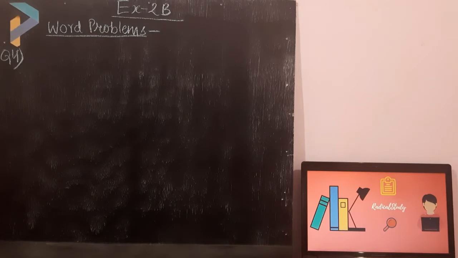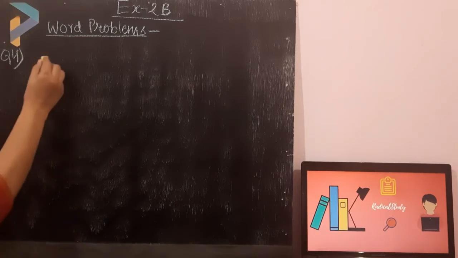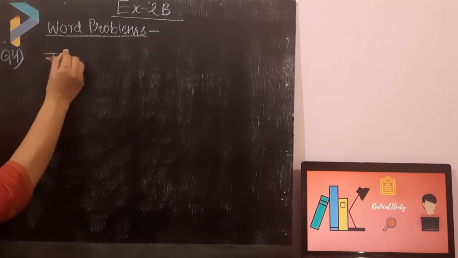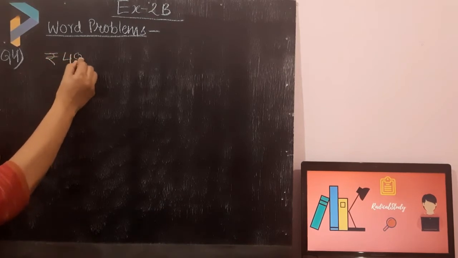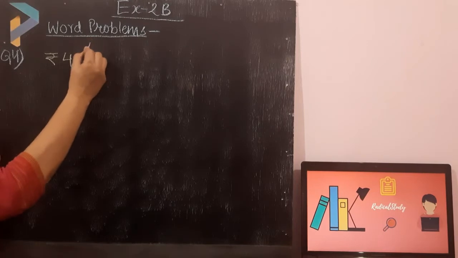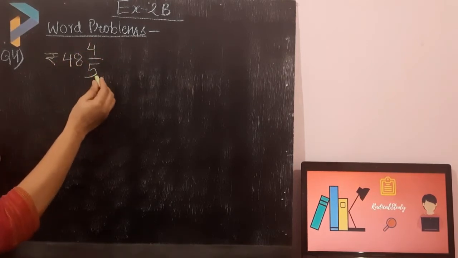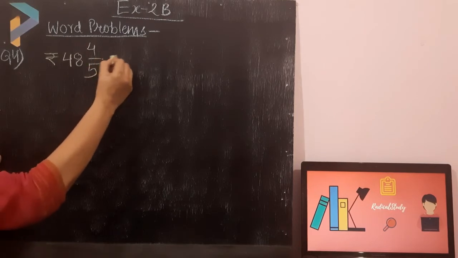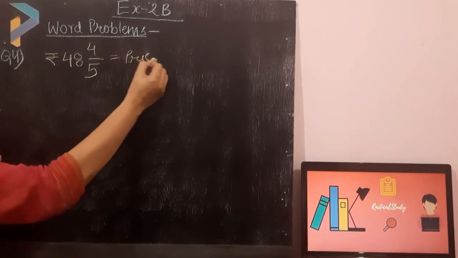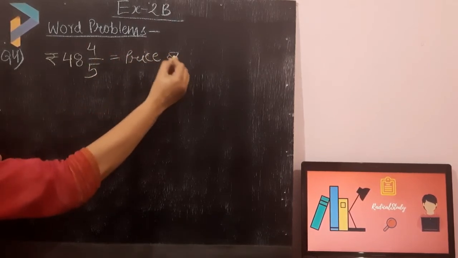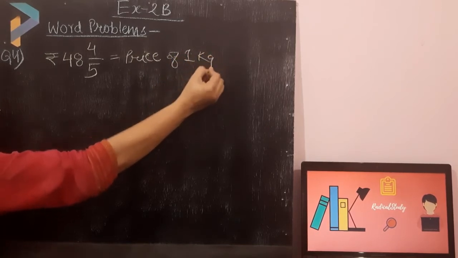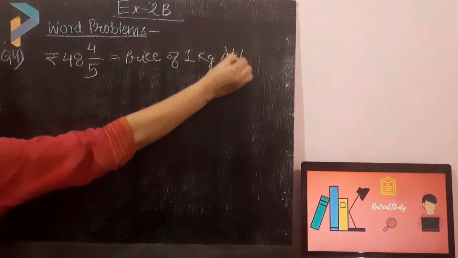The first question which I am going to do is: apples are sold at rupees 48 4 upon 5 per kg. That means, what is the price of 1 kg? The price of 1 kg is rupees 48 4 upon 5. This is the price of 1 kg of apples. You can write it like that also. You have to write the statement because it is a word problem. Price of 1 kg apples.